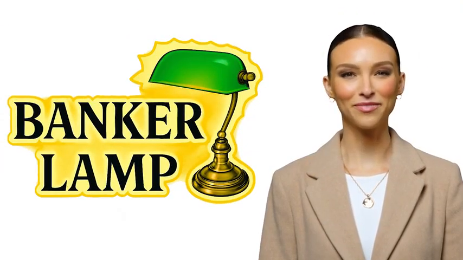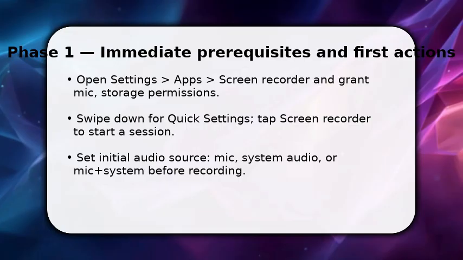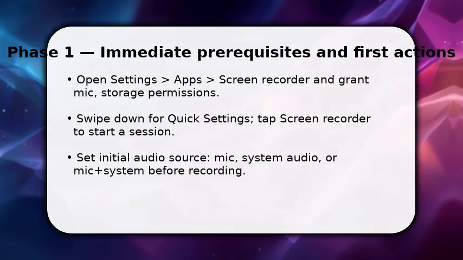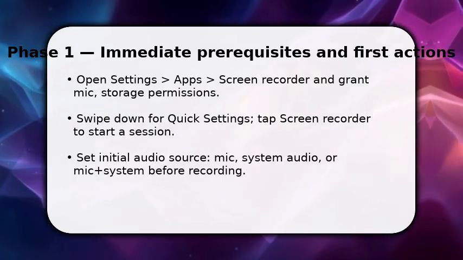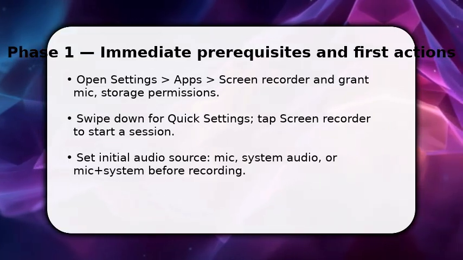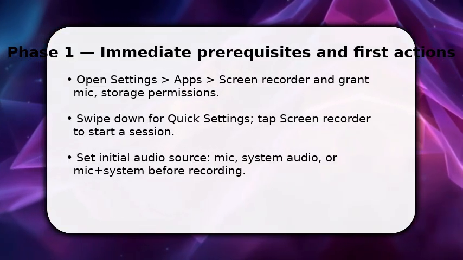Please enjoy the video. You start by granting permissions and launching the recorder. Do this now. Open Settings, find Screen Recorder under Apps, enable mic and storage access so audio and files save. Once done, swipe down from the top to open Quick Settings and tap the Screen Recorder tile to launch.